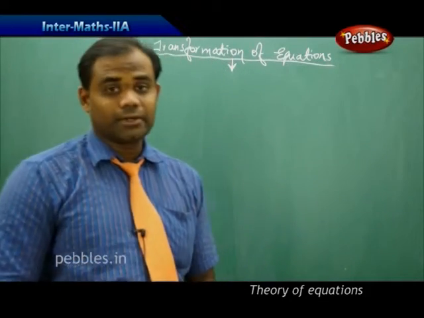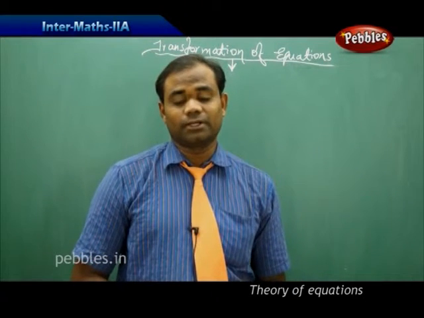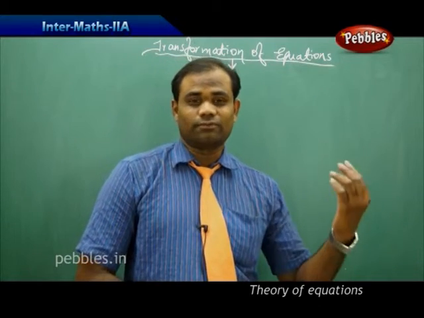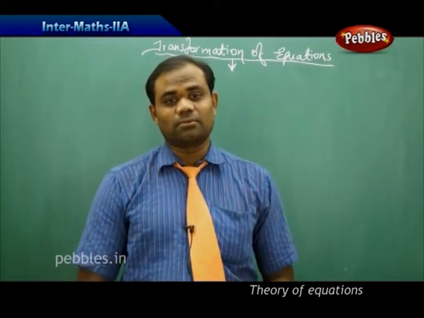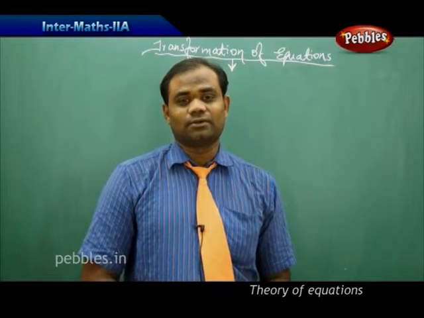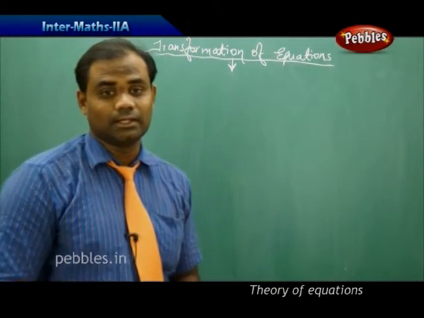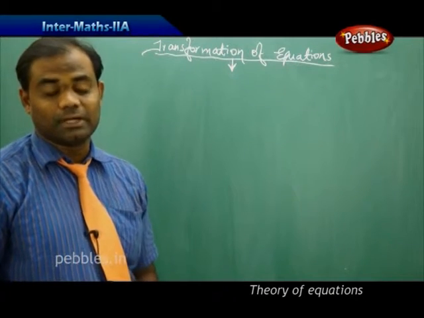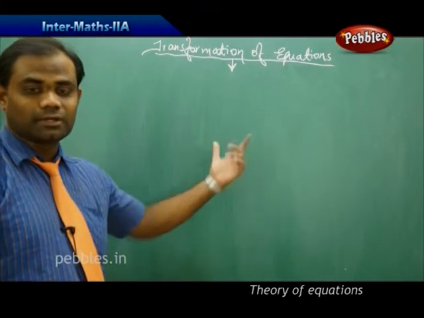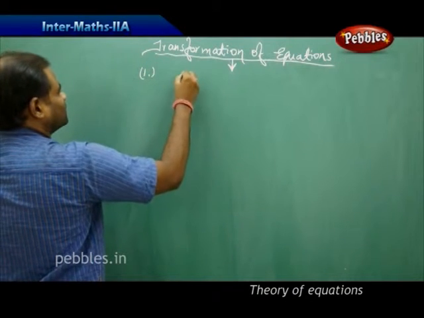Now we will see the transformation of equations, because sometimes when I transform the function f of x or p of x into another form, then the roots of p of x and the roots of the transformed equation definitely have some relation. So we are going to investigate what are the possible relations we get when different types of transformations are done for a polynomial equation, f of x equal to 0 or p of x equal to 0.